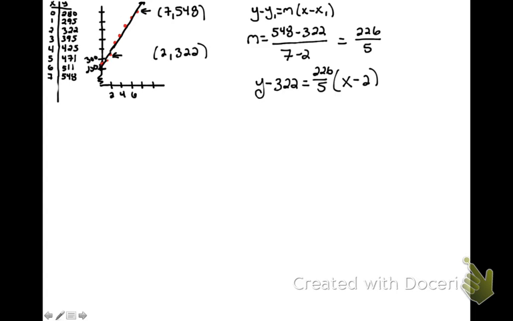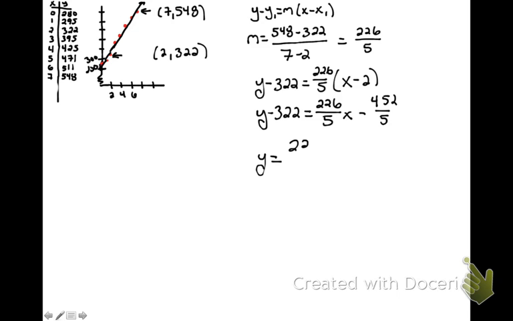Now, lines of best fit, a lot of times people want them in a function form. So I can't really stop here. I need to keep going. But I do know that to get this into a function form, or slope-intercept form, I'll need to distribute. And that will be 452 over 5. And then I'm going to add 322.